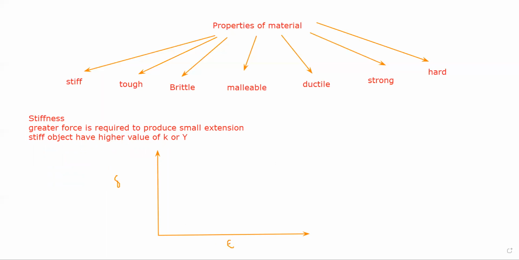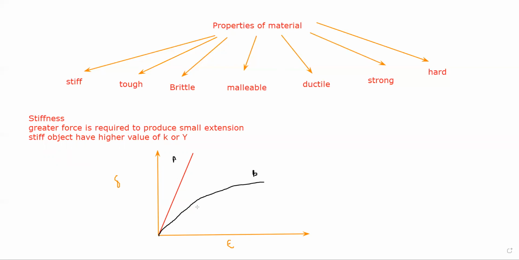You have two objects. Which object needs a greater amount of force to produce a small extension, a small change in length, A or B? For A, we need a greater amount of force to produce a small change in extension as compared to B. How can you work this out? You can work it out from the same extension.